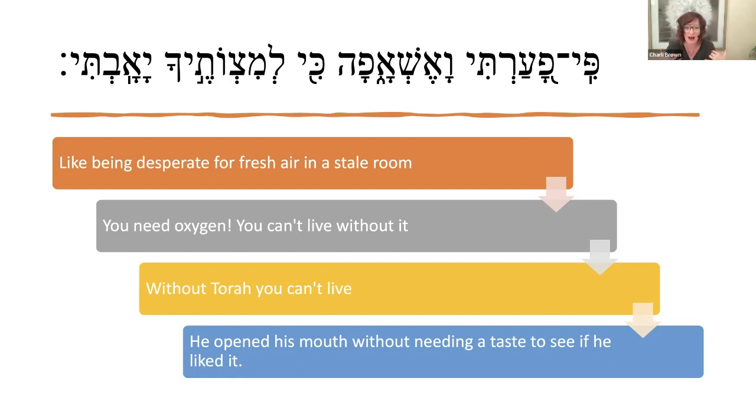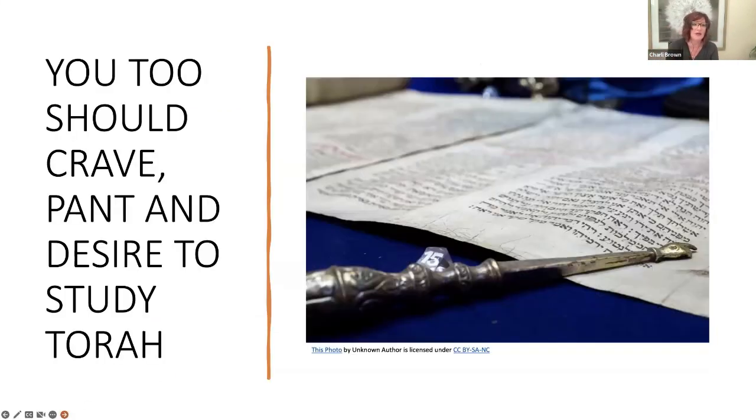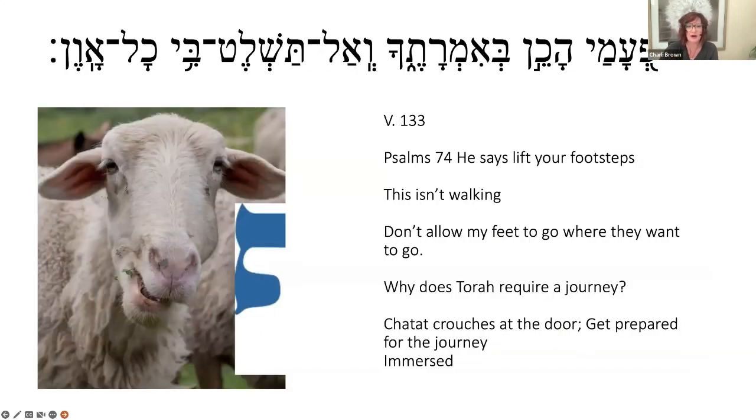He says he opened his mouth without needing a taste. He didn't need a taste. Just taste and see that it's good. No, he wasn't going, just give me a little sample. No, he's opening his mouth saying, give it to me. I'm opening my mouth. I'm panting. And you can crave like this too. You can pant and desire for that.